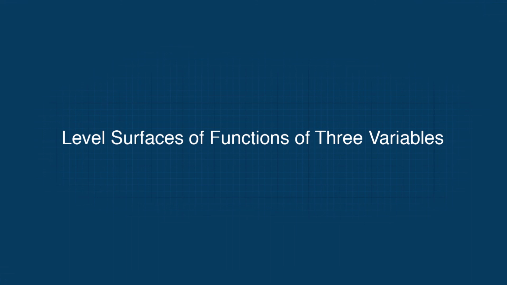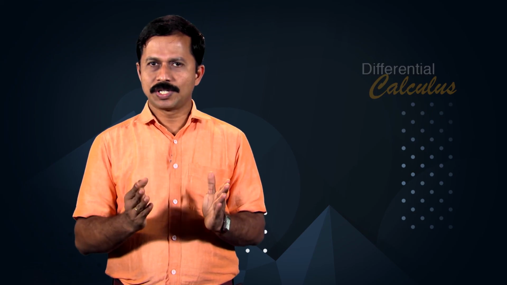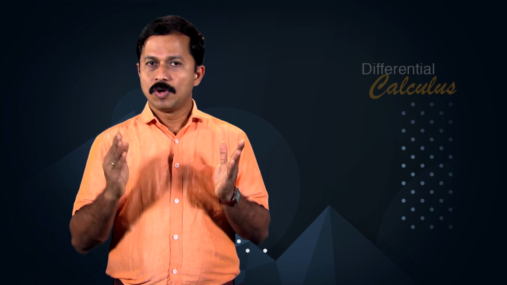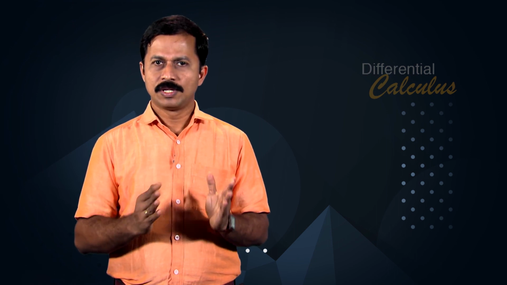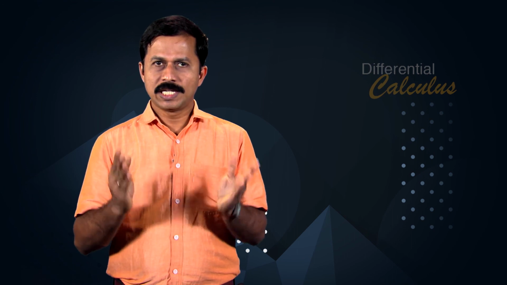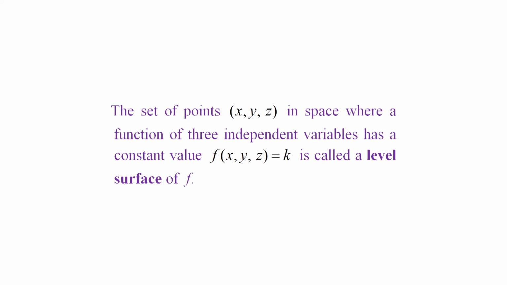Level surfaces of functions of 3 variables. The natural extension of level curves to functions of 3 variables is not a curve, but a surface called a level surface. The definition follows. The set of points, triplets x, y, z, in space where a function of 3 independent variables has a constant value f of x, y, z is equal to k is called a level surface of f.